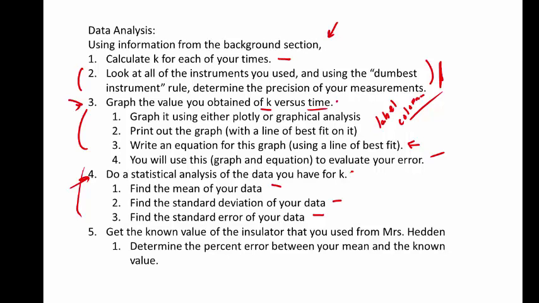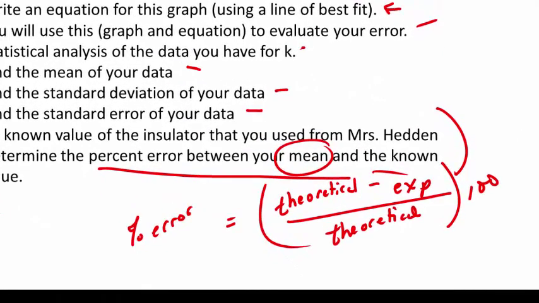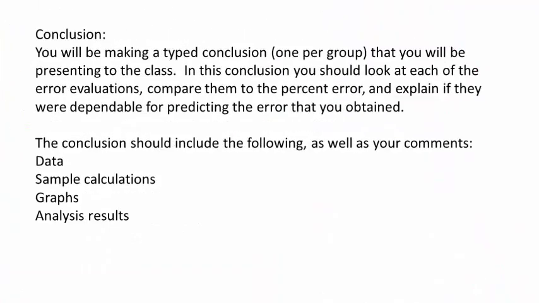So you're going to have 3 ways of looking at error. You're going to have this second one, third one, and fourth one. And finally, somewhere in there, you're going to get the known value of the insulator that you used from me, Mrs. Hedden. And you're going to determine the percent error between your mean, your average value for K, and the known value. Percent error is theoretical, which is the known value, minus the experimental, which would be your average, divided by the theoretical. And you're going to take all that and multiply by 100.